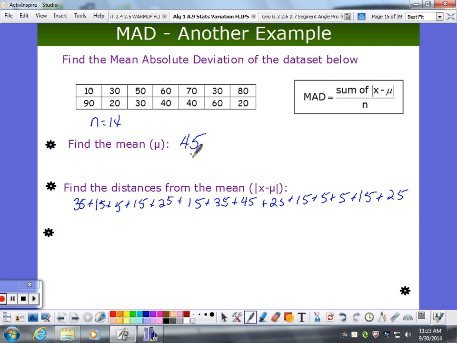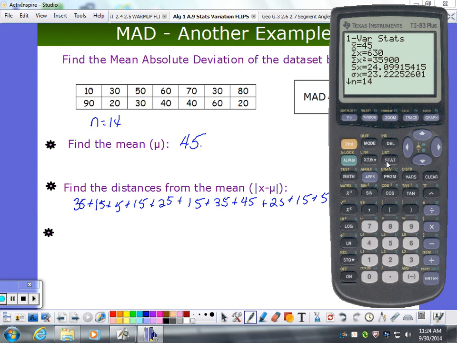I'm doing 45 minus 10 is negative 35. Take the absolute value. 45 minus 30 is 15. 45 minus 50, okay? It's possible I made a mistake. You're going to take the mean of all these numbers. How do you do it? I hope I haven't messed it up. I'm going to put it in L2. How about that? Yeah, I'm going to put mine in L2.